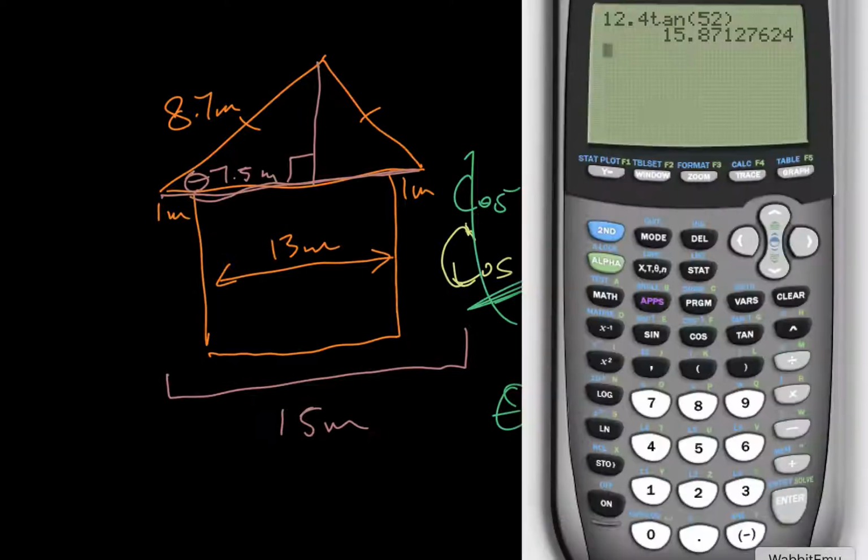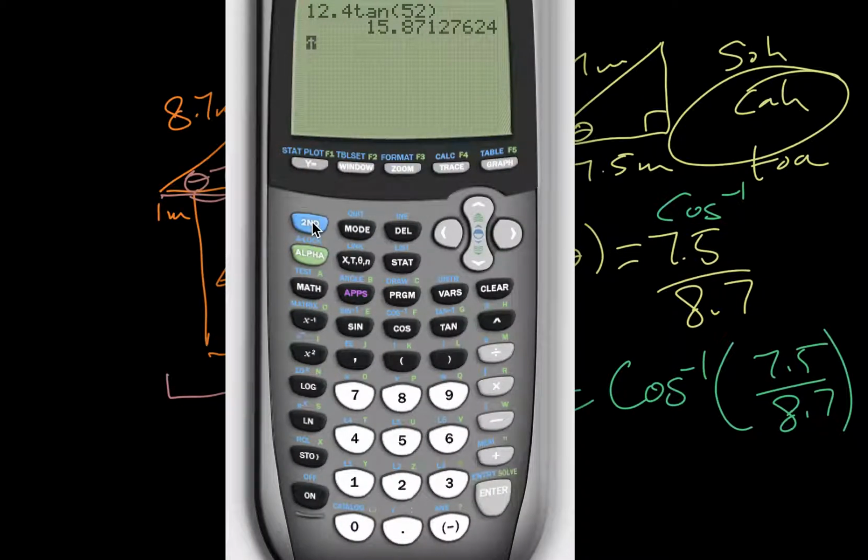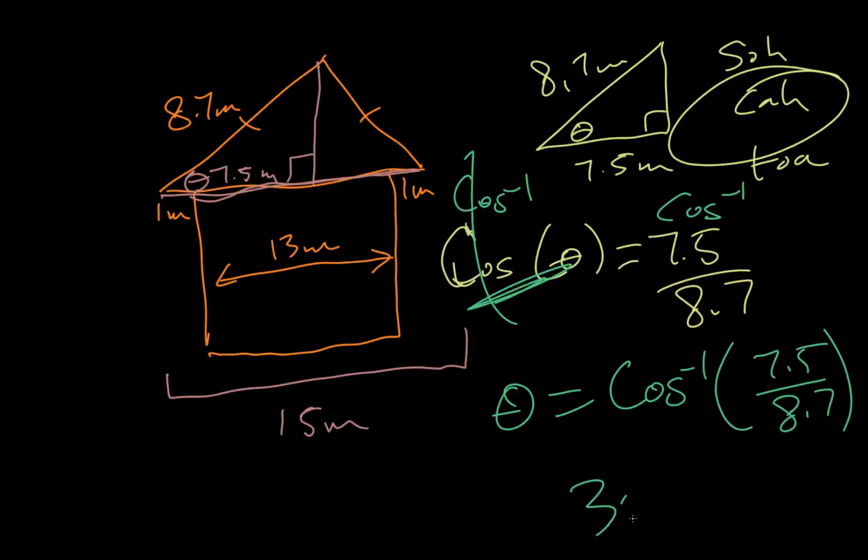We go to our calculator. We say second cosine to bring up the inverse cosine. And then we do 7.5 divided by 8.7. And we end up with 30.5. And so we just say the pitch of the roof is approximately 30.5.